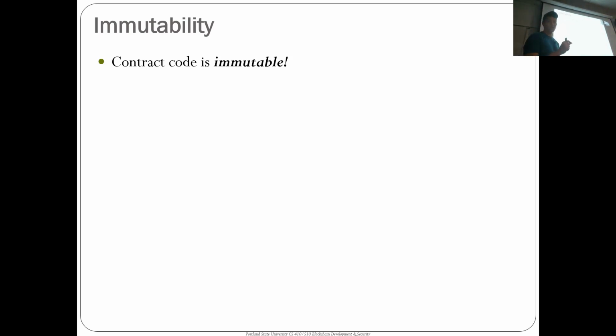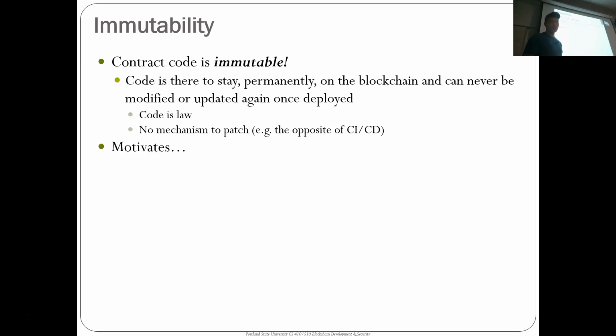But one of the things about this model is that the stuff is immutable. The contract code that you publish and the genesis state you create is there forever. You shouldn't be able to erase that. That's the whole point. But because it's there to stay permanently and can never be modified or updated once deployed, you have really no mechanism to patch that code.